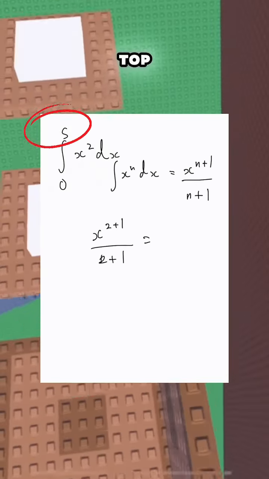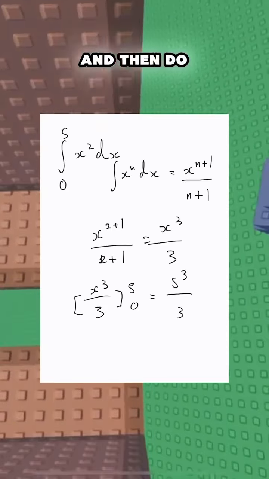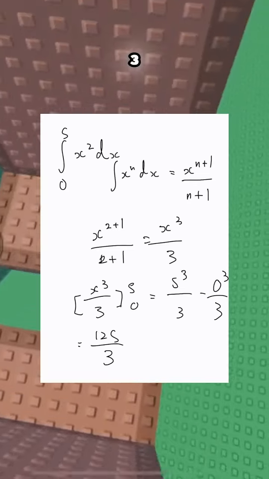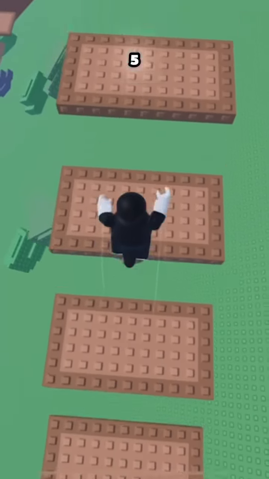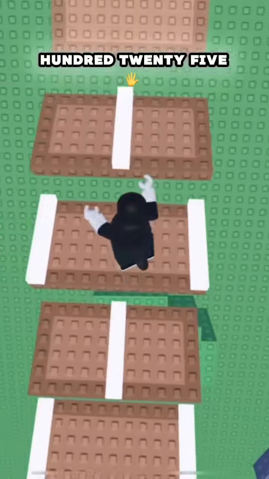We just put the lower value at the bottom of the integral sign, and the higher value at the top, then replace y with x squared, because y equals x squared. And then do the formula. We'll get x cubed over 3. Now we plug in the limits, which are just 0 and 5. Now we just substitute x with the limits, and kaboom! It gives us 125 over 3.